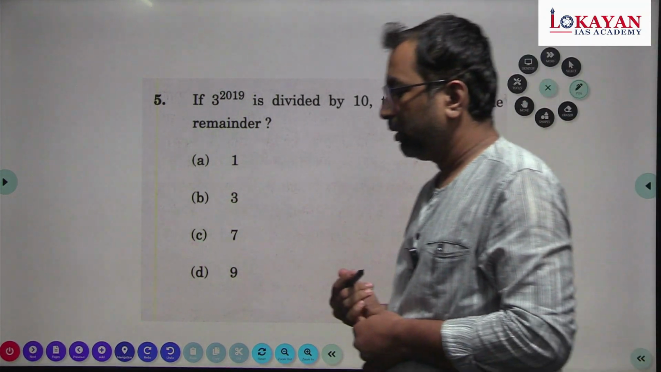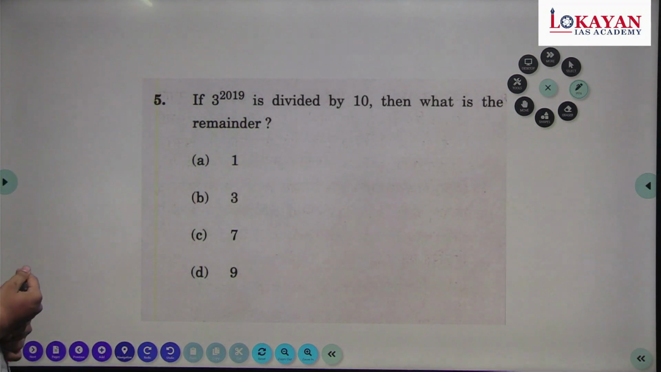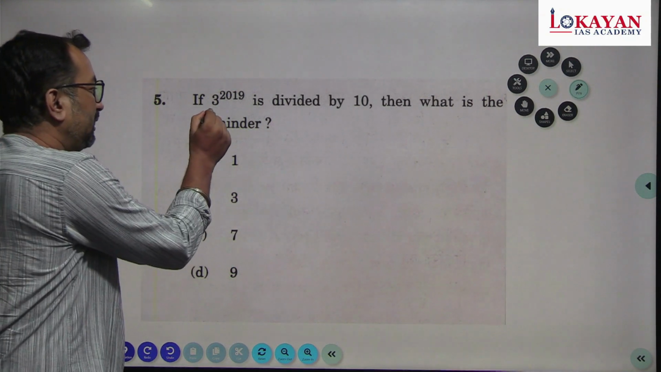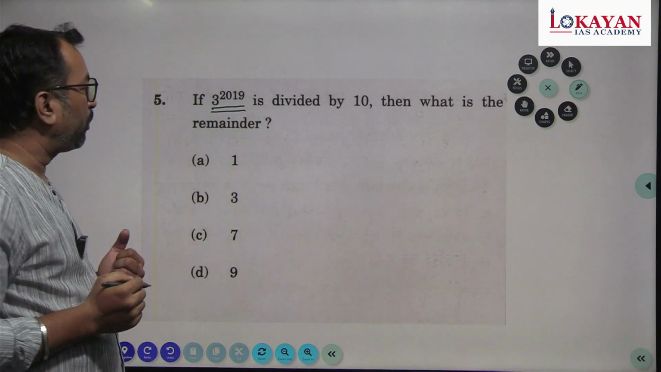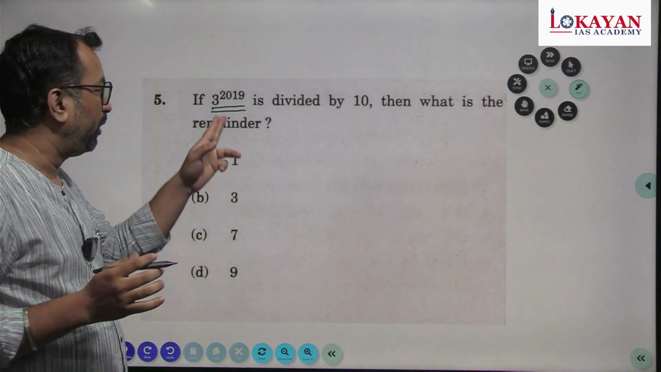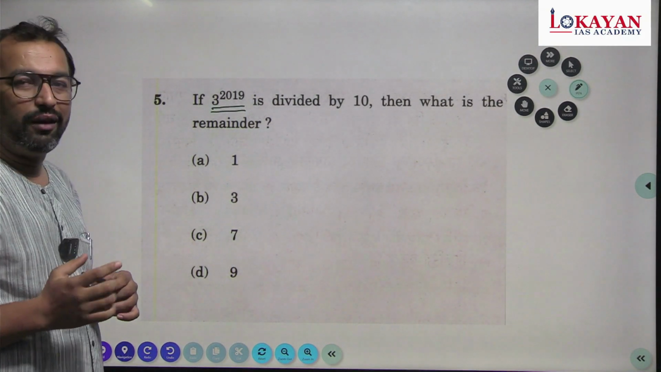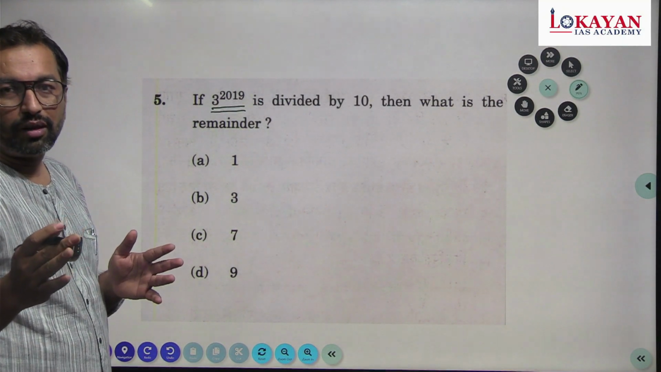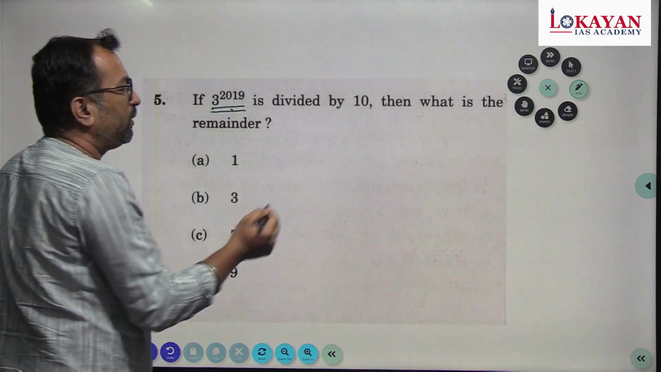This is also an interesting question. If 3 to the power 2019 is divided by 10, then what is the remainder? Now there are two things. One thing is this number, 3 to the power 2019. Is it manually possible to find the value of 3 to the power 2019? No, it is manually very difficult, but I do not need to find the whole value, right? Because they have asked, when this number is divided by 10, what is the remainder?